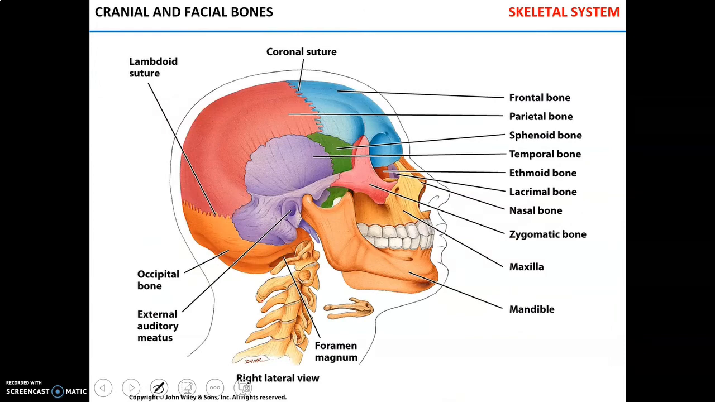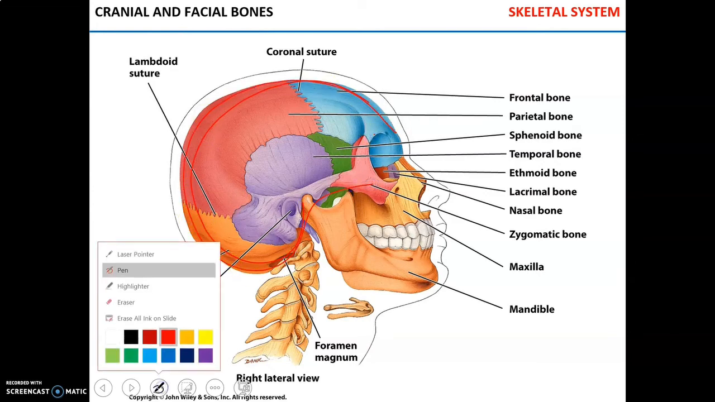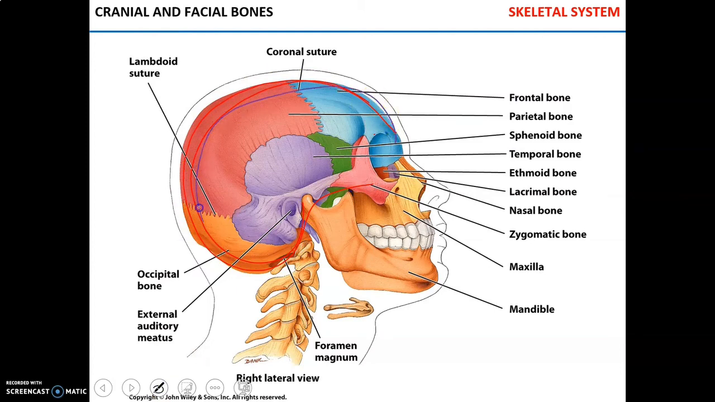So the skull bones can be divided into cranial bones. Let me choose a different color. Cranial bones and facial bones. In cranial bones, up front is the frontal bone. There are 2 parietal bones that form kind of a top of the skull. In the back of the skull is a single occipital bone. 2 temporal bones form sides of the skull.